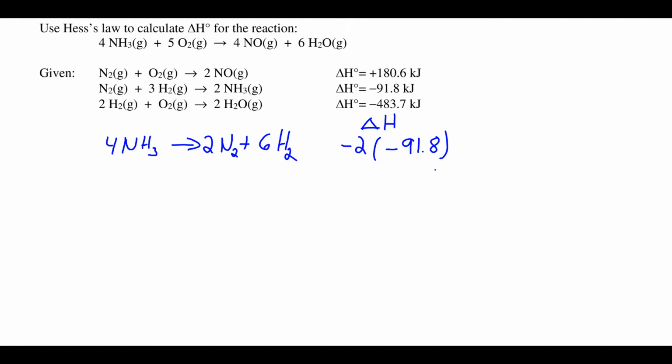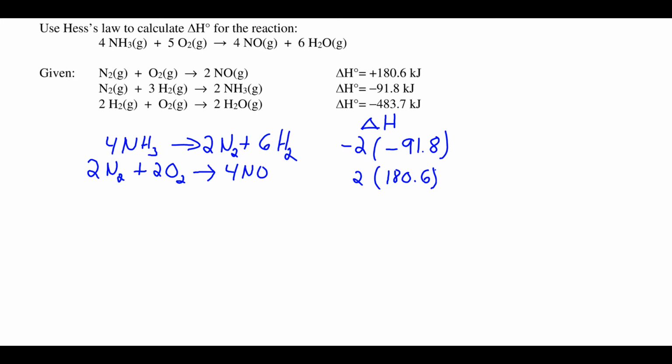All right, so the next thing I'm going to focus on is the 4 moles of NO. Here we have 2 moles of NO in the product. We want 4 moles of the NO in the product. So we're going to take this first equation and multiply it by 2.